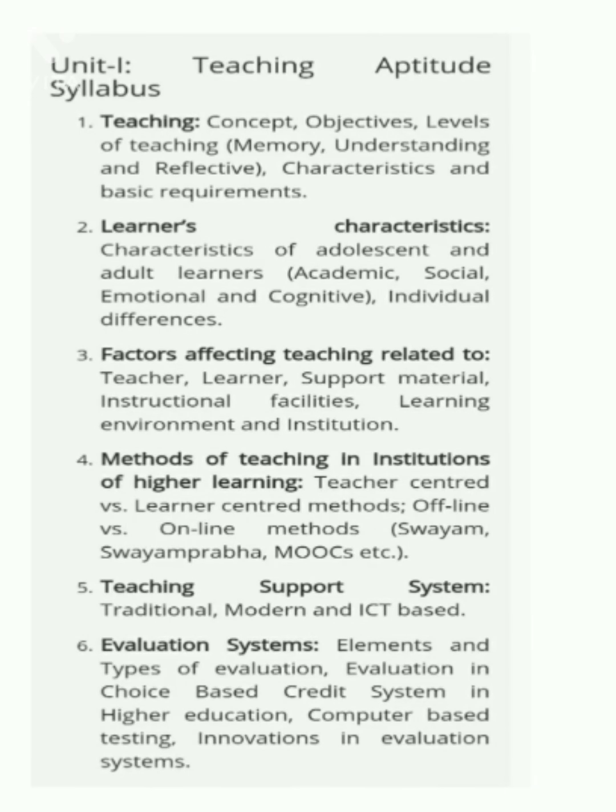So in the very first unit, we will read about teaching aptitude, like how teaching is to be done, what are the learner's characteristics, what are the factors affecting teaching. And this fourth one is very important: methods of teaching and institutions of higher learning. From this fourth topic of unit 1, previous year also you got several questions. Like these days we have online learning channels from Swayam Prabha and MOOCs. From these things questions were asked, like how many channels are there, which subjects are taught, etc. Everything related to Swayam and Swayam Prabha, you are supposed to focus much on it.